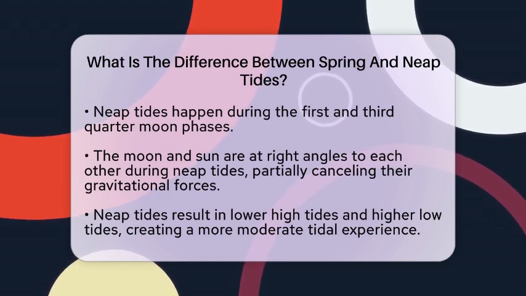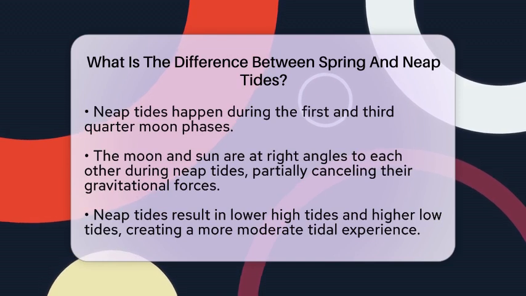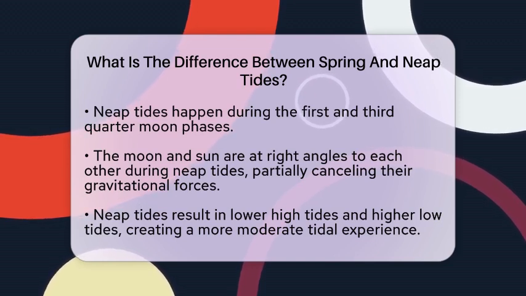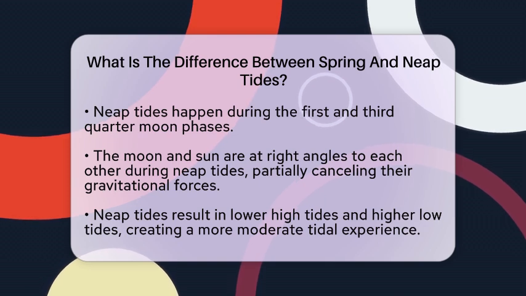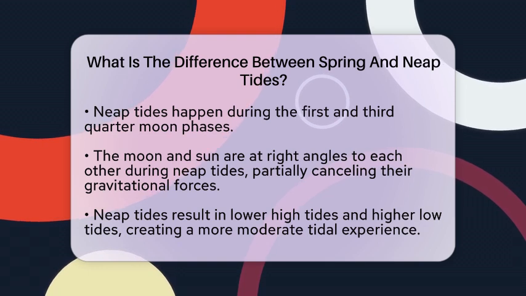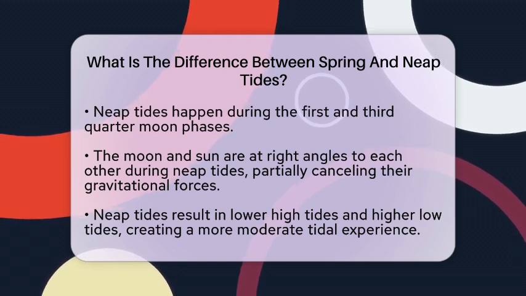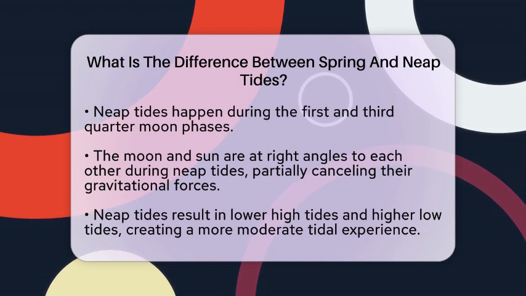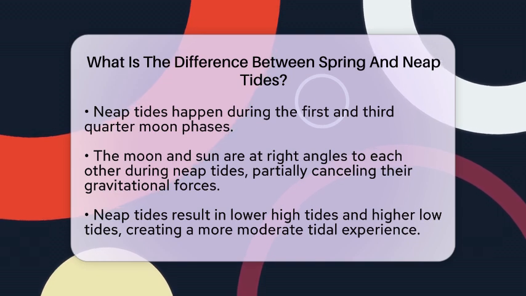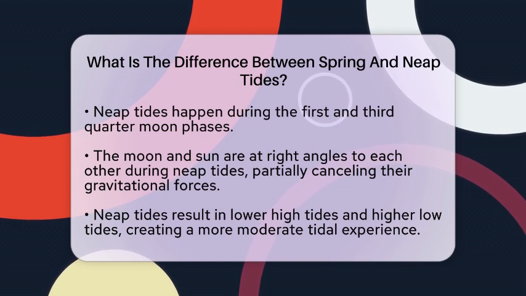Now, let's consider the impact of these tidal differences on marine life. Spring tides expose larger areas of the shoreline and intertidal zones during low tides. This can challenge organisms living in these areas, as they must survive periods of dryness, temperature changes, and increased predation risk. Conversely, neap tides create more stable conditions for marine organisms. The milder fluctuations in water levels allow for a more consistent environment, which can be beneficial for many species.